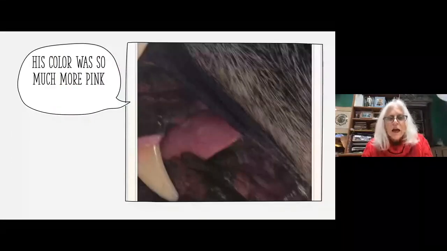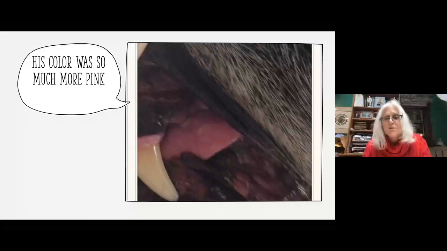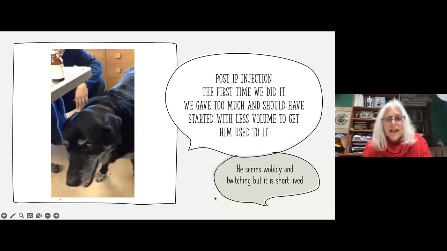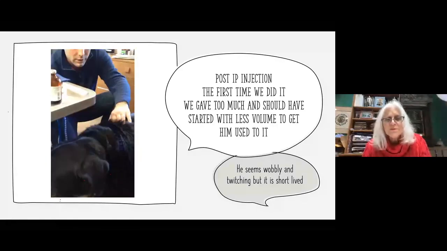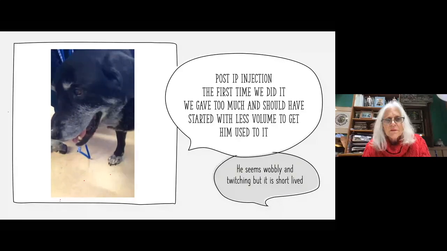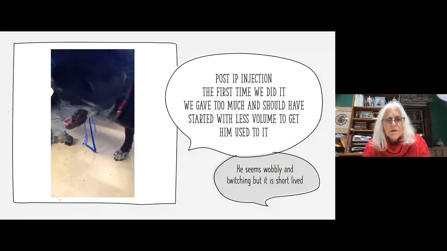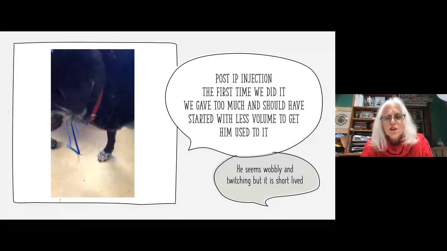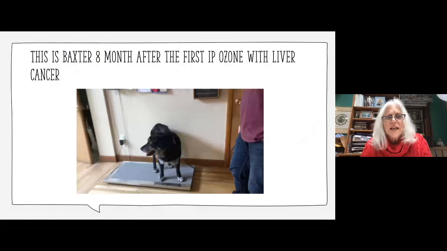So after his injection, you can see his color was really pink. He was very pale, and now his color got picked up right away. And then afterwards, he was very jittery. So you said he's twitching. Where is he twitching? Right here, behind his right shoulder. Okay. His tongue is real pink. Baxter, what did you think about this procedure? He has laryngeal paralysis, so you'll hear a lot of panting from him. So this is 8 months after the first ozone IP injection with liver cancer, and he ended up living 2 more years, up to 16 and a half.